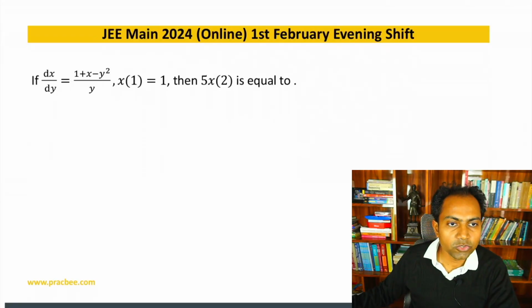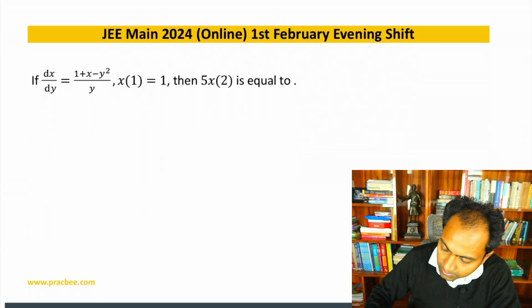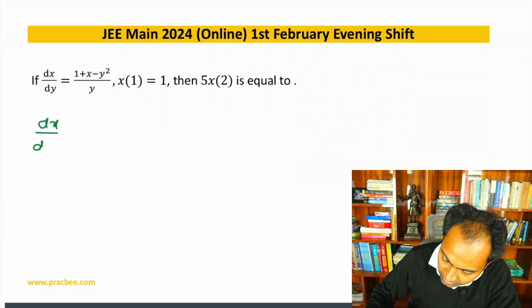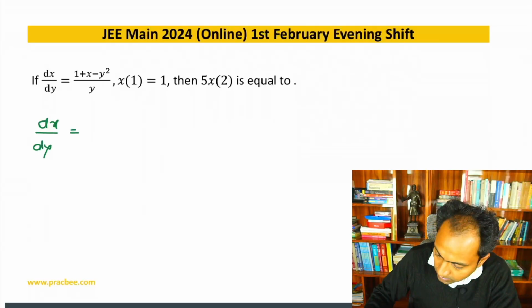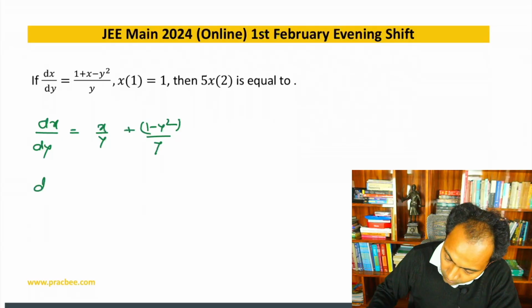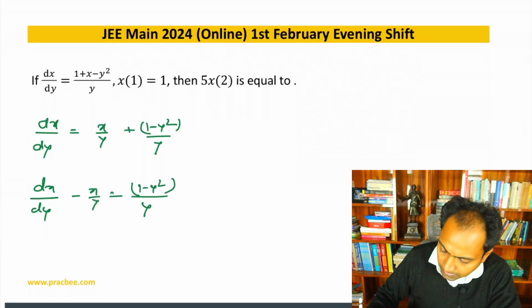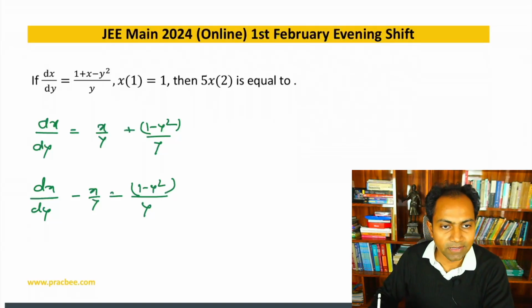So if I look into this 2024 question, it is a linear differential equation in x, and that will mean that if you have written it like this, I can write it as dx by dy is equal to x by y plus 1 minus y square by y. And now you can see that just in a step, we can get a linear differential equation in x. So instead of y, x is there in the linear form.